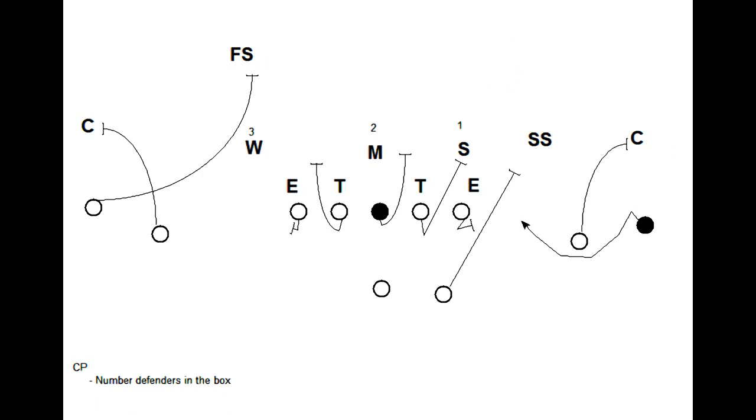In this next slide, you'll see a different look by the defense where they roll the strong safety down and they kick the Sam backer in the box. We're still going to block it the same. The only difference is the numbering.